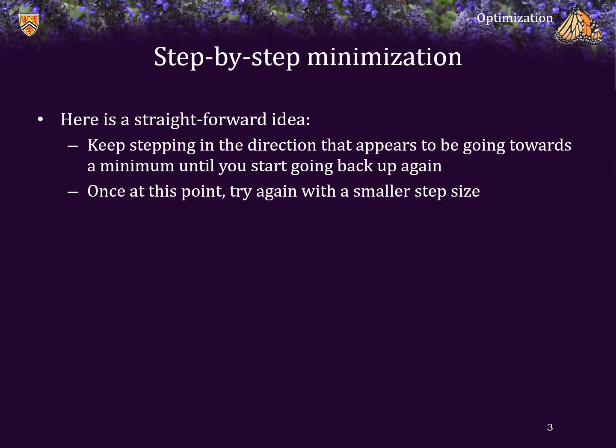Now, step-by-step minimization is reasonably straightforward. You have a given step size and keep stepping in the direction that appears to be going towards a minimum of a function until you start to go back up again. So basically, evaluate, step forward or step left or right, evaluate again, and keep doing so until the value of the function starts going up again, meaning you've passed a minimum. Once you've reached that point, try again, but now do it with a smaller step size.